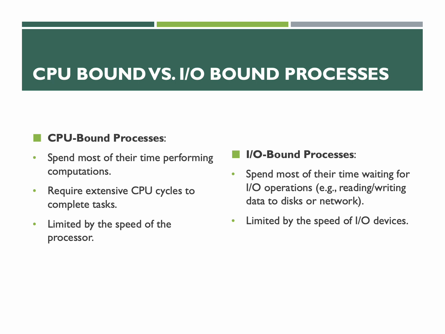For example, scientific simulations, mathematical computations, and data analysis tasks. Whereas IO bound processes spend most of their time waiting for input output operations to complete, such as reading or writing data to a disk or network. They are limited by the speed of IO devices rather than the CPU, and these processes frequently wait for data transfers, making them dependent on faster IO devices for improved performance.